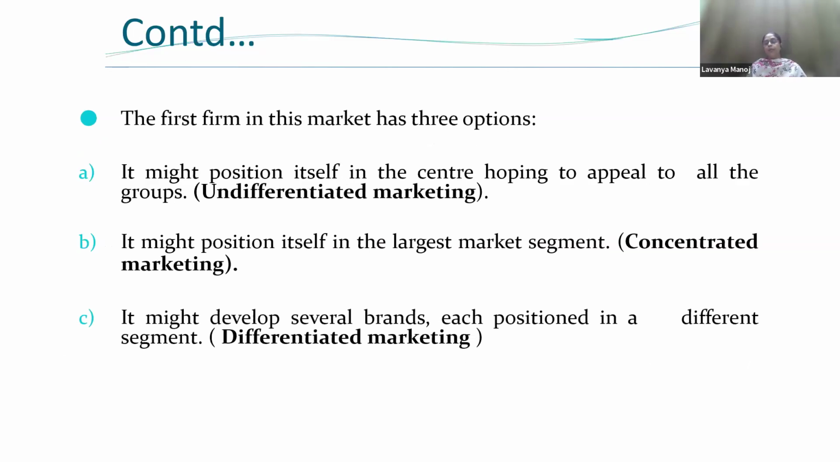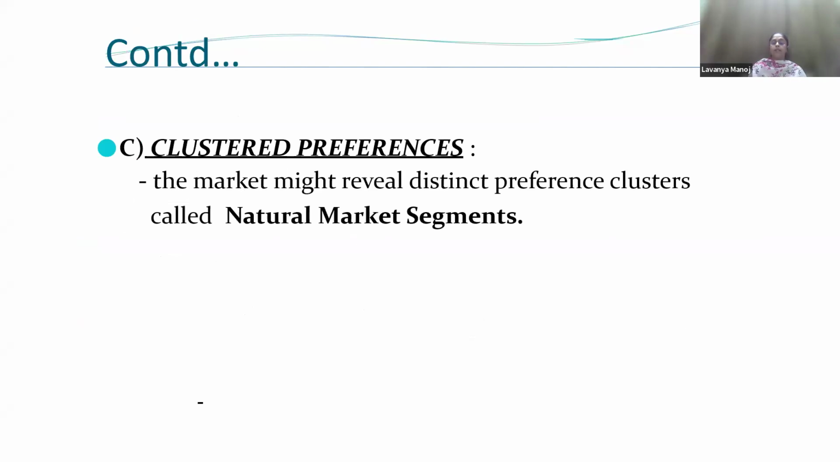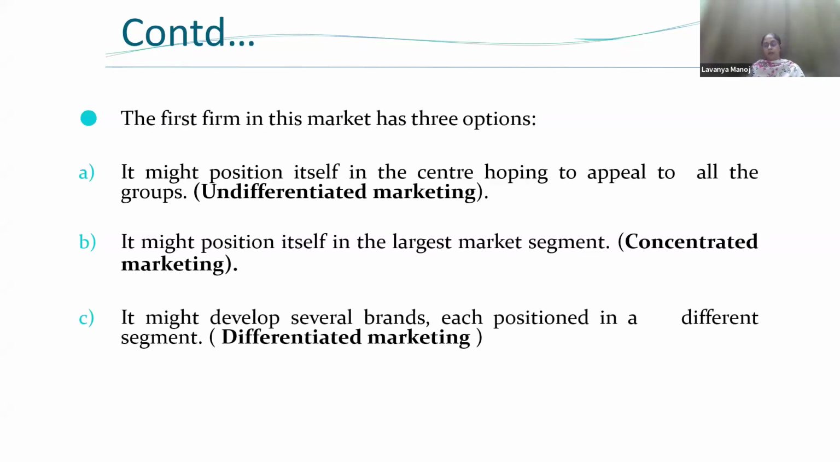Here, hoping to appeal to all the groups, that is undifferentiated marketing, and it might position itself in the largest market segment, that is concentrated marketing, and it might develop several brands, each positioned in a different segment. That is differentiated marketing. So, any type of marketing pattern or marketing technique, the organization can choose when it comes to catering to the clustered preferences of the consumers. So undifferentiated marketing is hoping to appeal to all the groups.